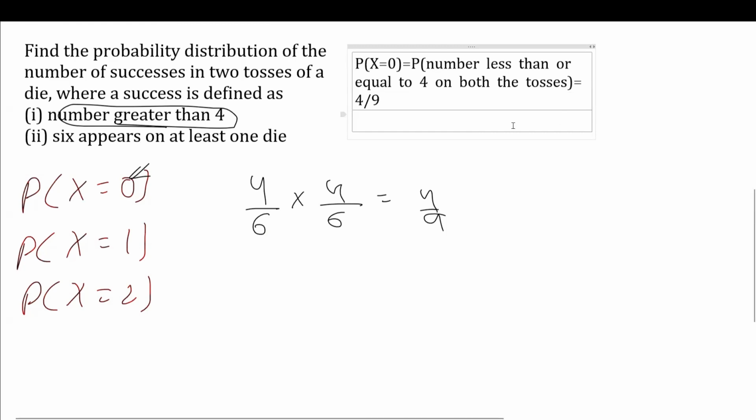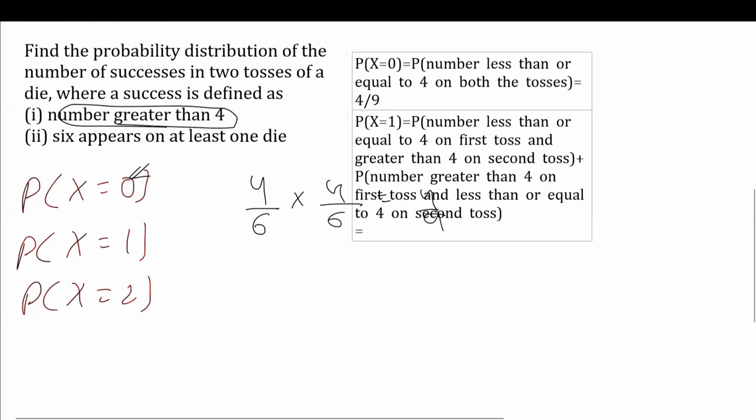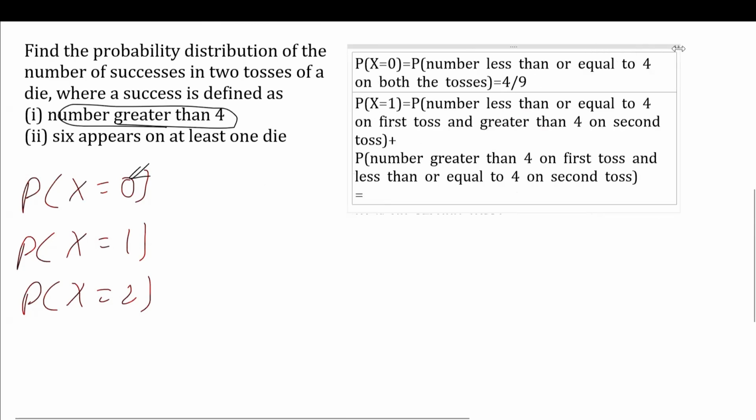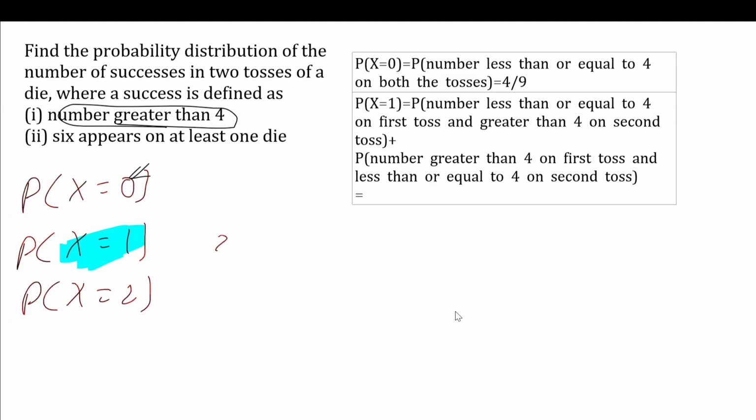Now similarly, we go to the second part, and as I decided, in the second case we are going to take X equal to 1. Let me show you. What are the possibilities when we talk about P(X = 1)? It means we have a success in one die. Success is getting a number greater than 4, that is 5 and 6, so it is 2 out of 6. But then failure in the other, that means 4 out of 6.